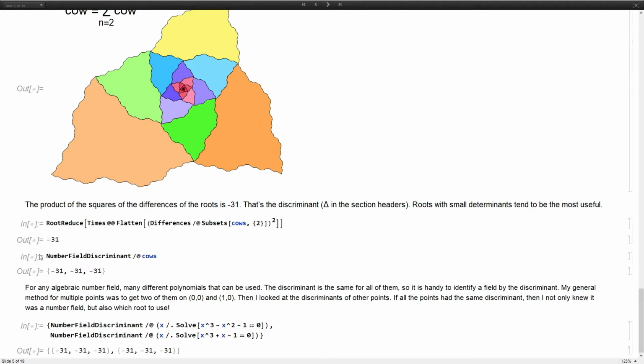Now, the discriminant is the product of the squares of the differences of the roots. And so that's that here. For any of these algebraic numbers, there's many different polynomials which basically give the same algebraic number field. So if you take the discriminant, you'll always get the same value. So that's a good way of knowing which field you're in. So here's two different polynomials. They're basically the same thing. They wind up with different values, but their discriminants are both negative 31. So this is the cow algebraic number field.